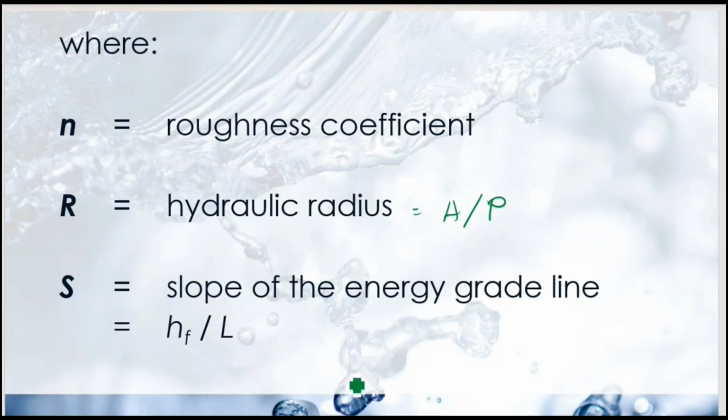So if we're going to analyze this, for example, this is the pipe, and this is the direction of the flow. If this is the slope, this is the theta. So we could have the length of the pipe, and the possible head loss between two points in the pipe. That is what we call the slope of the energy grade line.